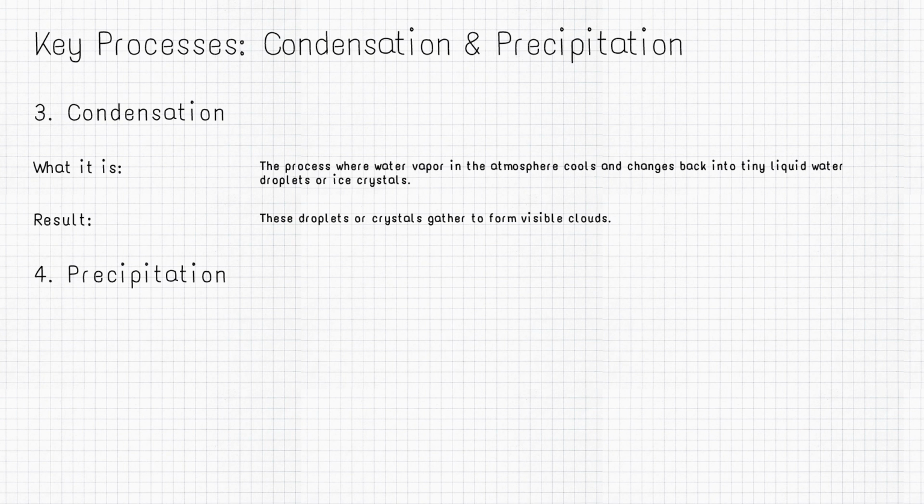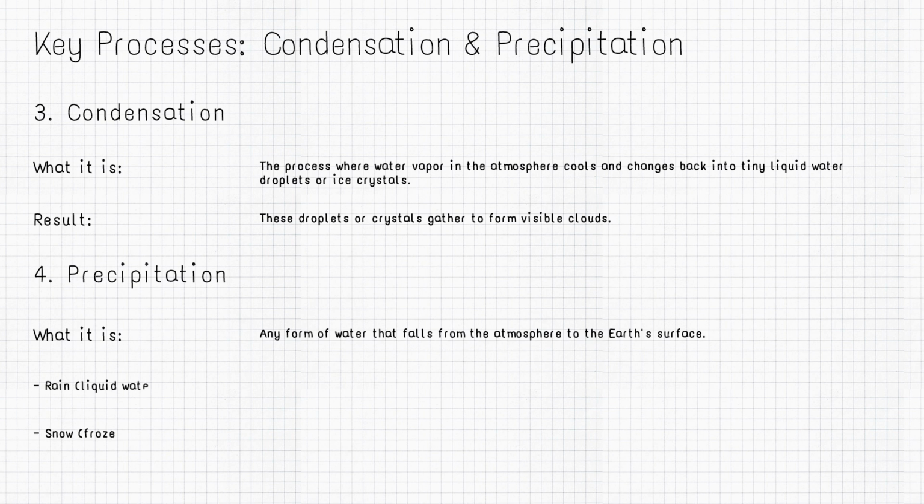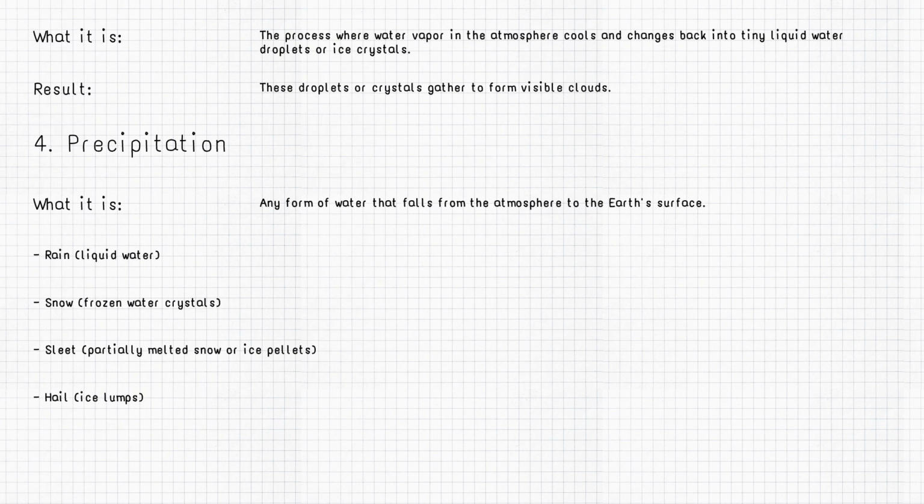The fourth crucial process is precipitation. Precipitation is essentially any form of water that falls from the atmosphere back down to the Earth's surface. It's how water returns from the sky to the land and oceans. Precipitation can take several forms, depending on atmospheric conditions. We are most familiar with rain, which is liquid water. But it also includes snow, which are frozen water crystals, sleet, which are partially melted snow or ice pellets, and hail, which are lumps of ice.